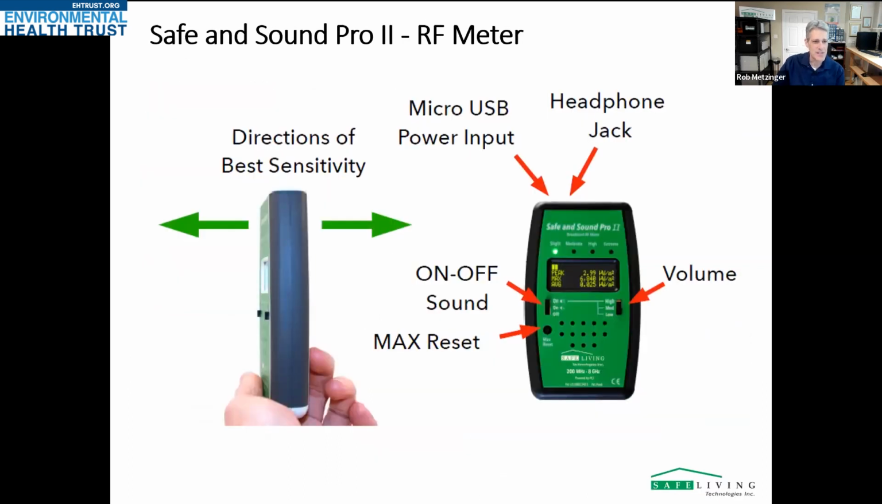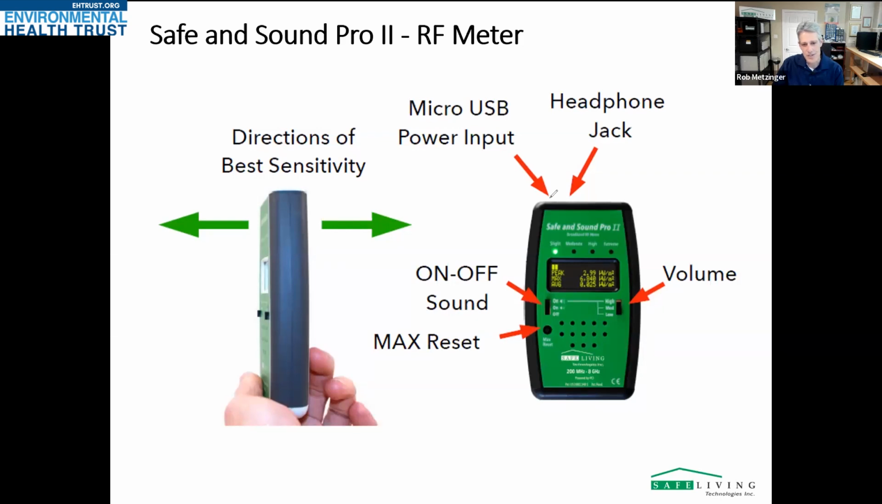So how to use this, and when you're using it, the best direction of sensitivity. Again, just like the classic, it's out the front and out the back. That's where you will get the highest readings by measuring that way. And because of that, we have to do measurements in a certain manner, and I'll show you that in the next slide, but this will just show you where the inputs are.